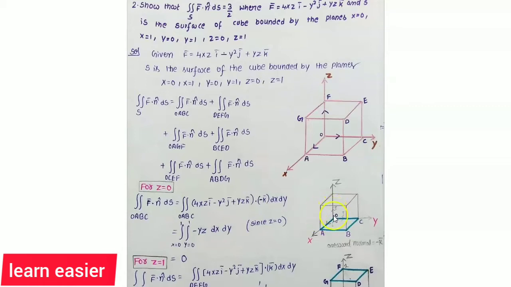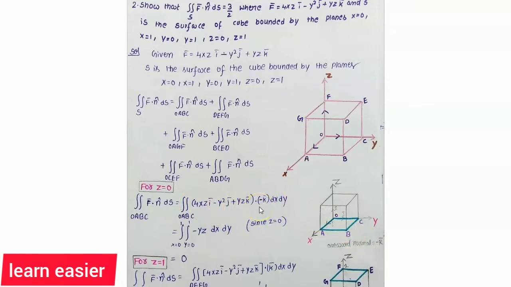And here we have two options, either positive k bar or negative k bar. But we have to take the outward normal. That's why we have taken the normal as minus k bar only here. So that's why we have n bar is minus k bar.